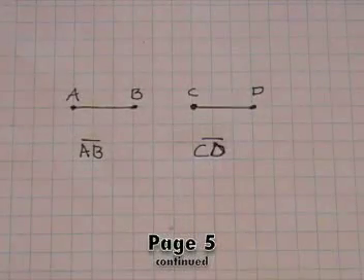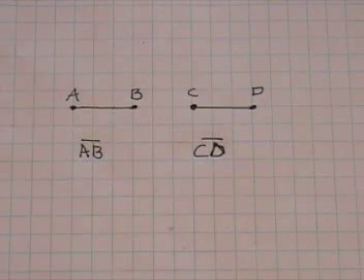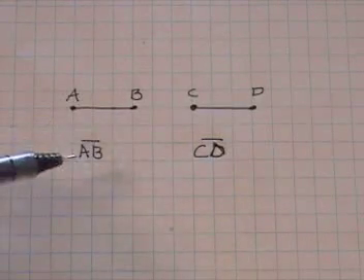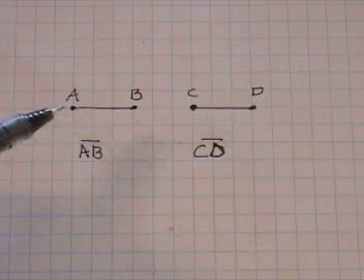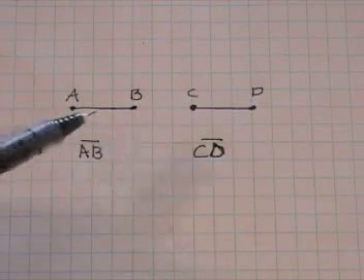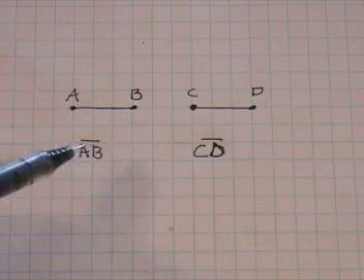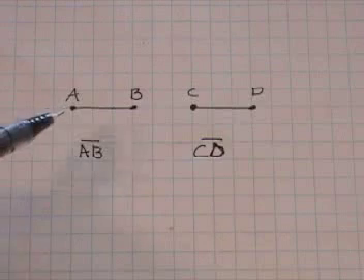Page 5. These are two line segments. Line segment AB and line segment CD. They actually have the same length. And the way we would write length is not this. This actually doesn't mean anything about its length. This denotes that it is this line.